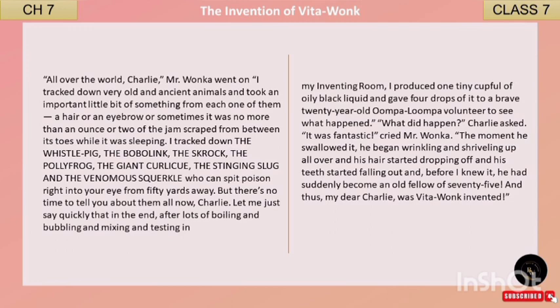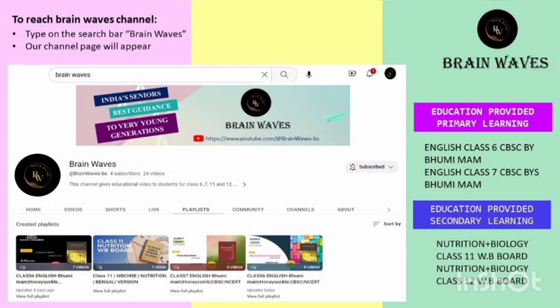So all these things Mr. Wonka was actually telling to Charlie. So over here 2 characters were introduced, Mr. Wonka and Charlie. Hope that all of you understood what is there overall here. It's a very short story compared to the rest of the stories in your book. This one is the shortest story, right? Okay, fine. So hope that you understood this video.